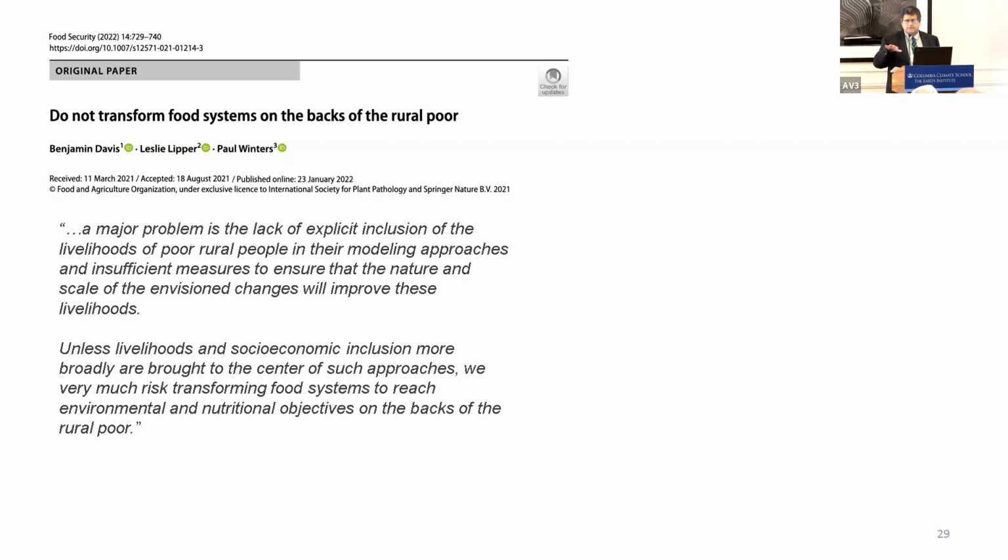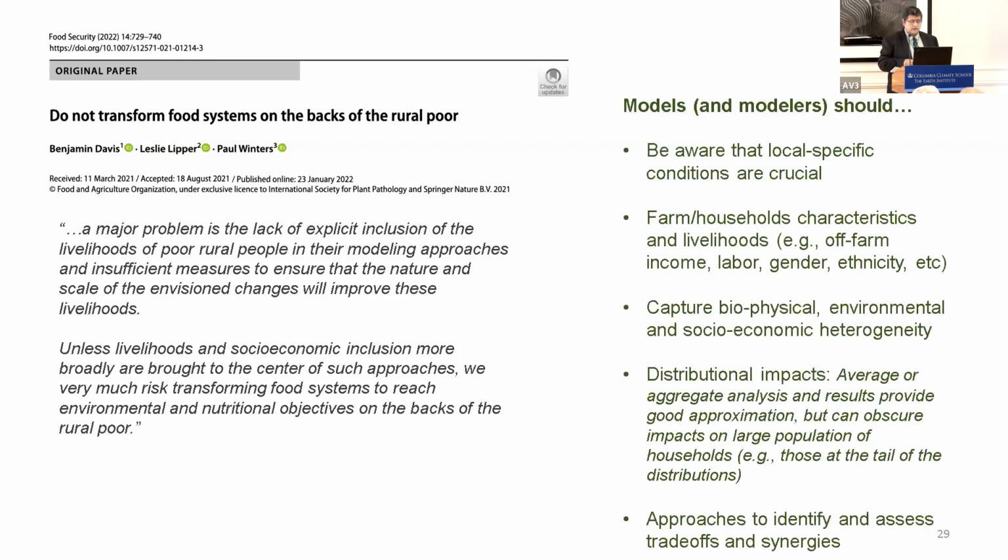We need to understand what is happening at that level, and in the specific situations, specific production systems, specific regions, in order to really capture this. And they provide some recommendations in terms of what the models should have. Some of them are: need to be aware that local specific conditions are crucial, need to be able to characterize farm households and livelihoods, like off-farm income, labor, gender, ethnicity, capture biophysical and environmental and socioeconomic heterogeneity, and be able to produce distributional impacts.